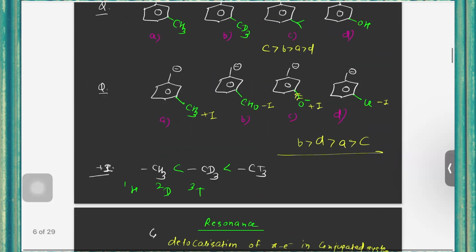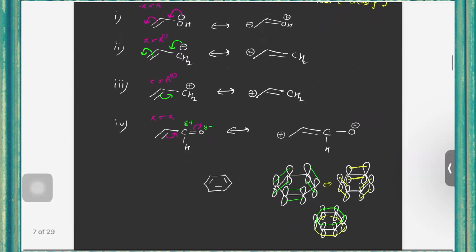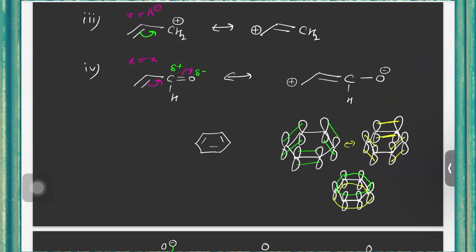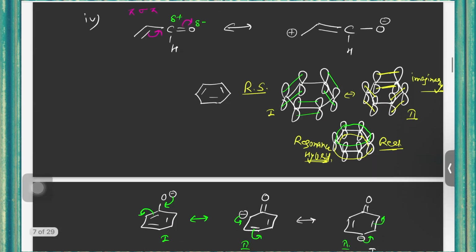So resonating structures are imaginary, resonance hybrid is real. Whatever we draw are the resonating structures only. This is resonating structure 1, this is resonating structure 2. And what is this? This is the resonance hybrid. A hybrid is the one which is made from the structures. So the resonance hybrid is real. This exists, but these are imaginary. So this thing we knew now.